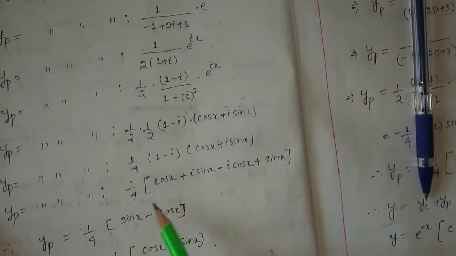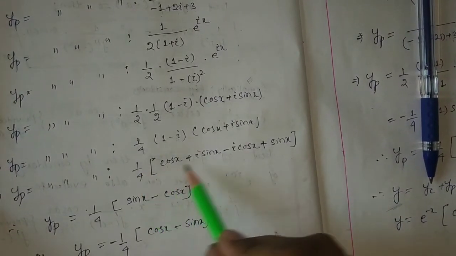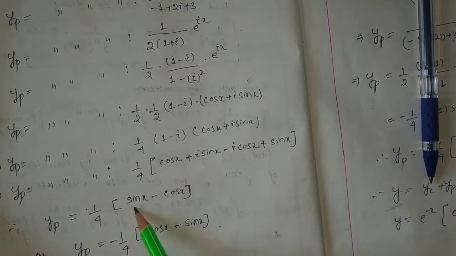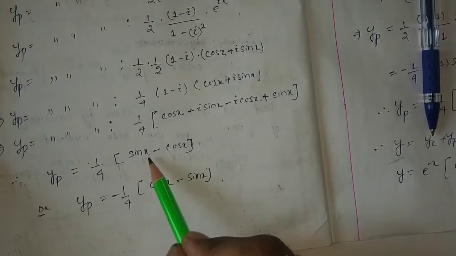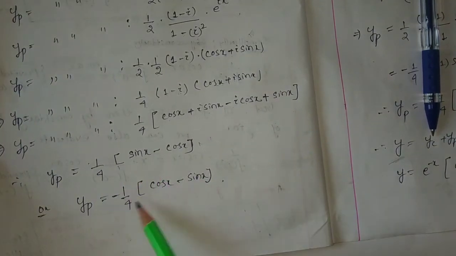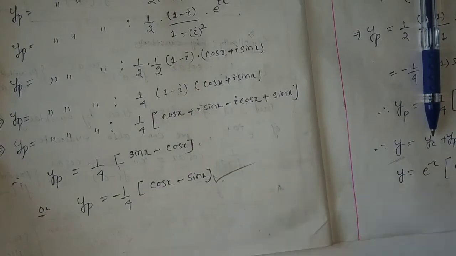So we need the imaginary part. Okay, the imaginary part of this one means 1 by 4 of this. 1 by 4 sin x minus cos x. So if I take minus common from here, it is minus 1 by 4 cos x minus sin x, whatever we found.